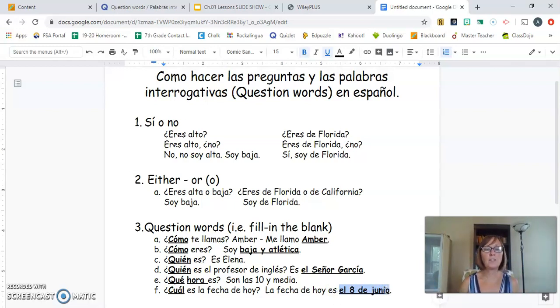Okay? So hopefully those examples cleared up any confusions you might be feeling with any questions. Hopefully that made sense to you. If you have any further questions about this topic, feel free to message me, or you can ask those questions when we have our class discussion on this chapter. And I hope that you have a better understanding of cómo hacer las preguntas y usar las palabras interrogativas and using question words en español.